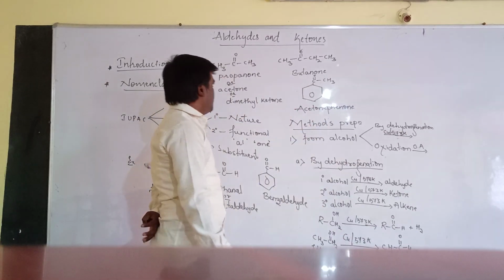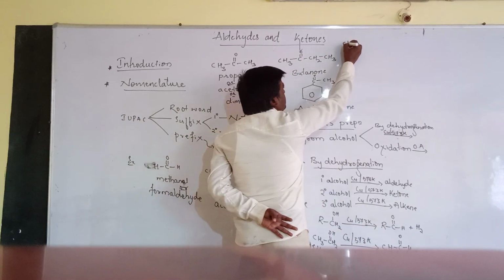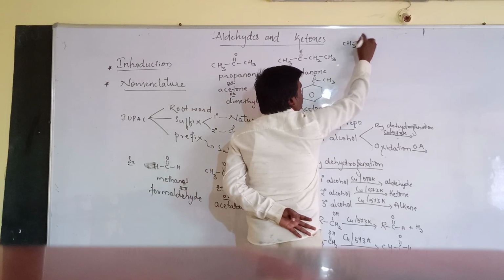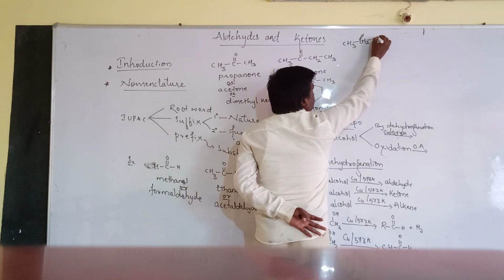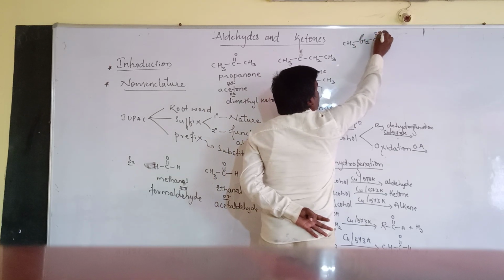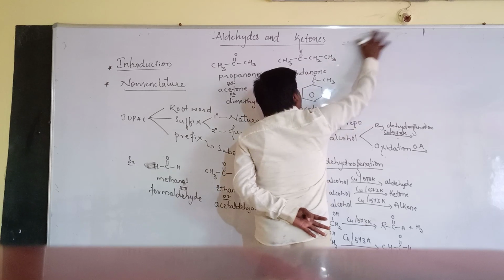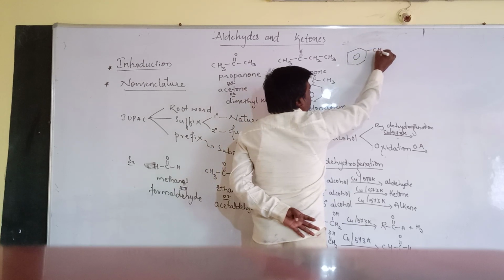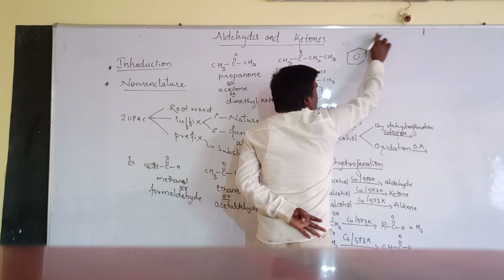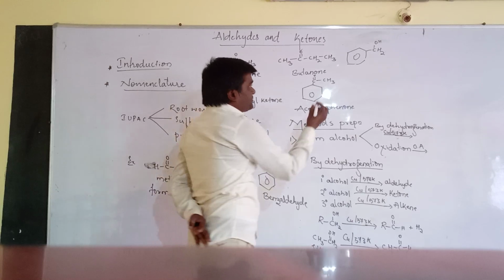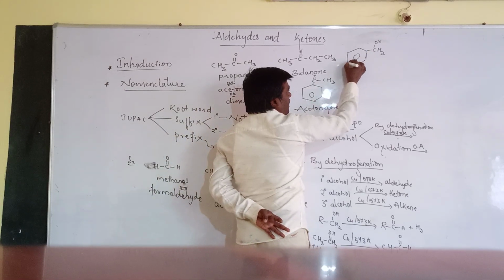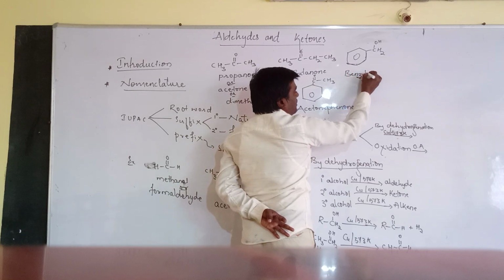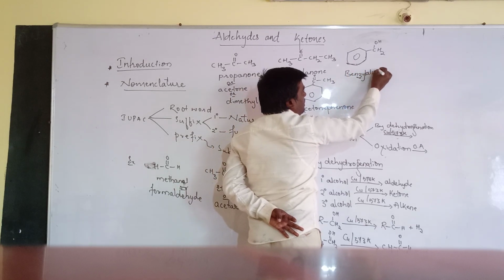And let us see another example. CH3, CH2, CH2OH. Then let us see aromatic alcohols. C6H5CH2OH. It is a primary aromatic alcohol. The name of the compound is benzyl alcohol.